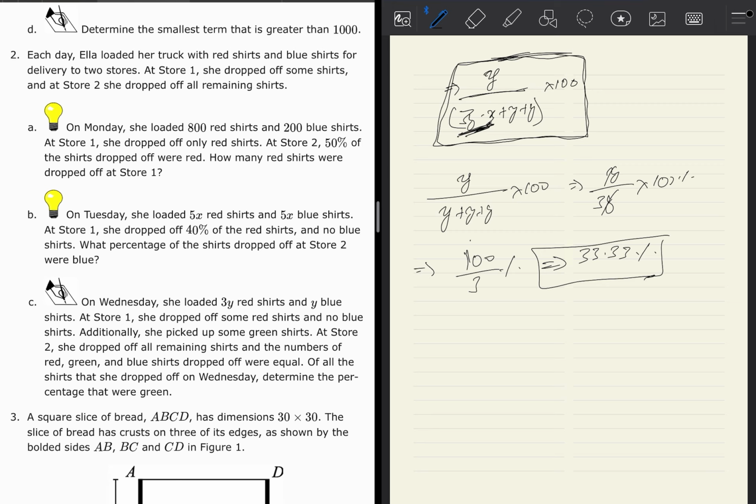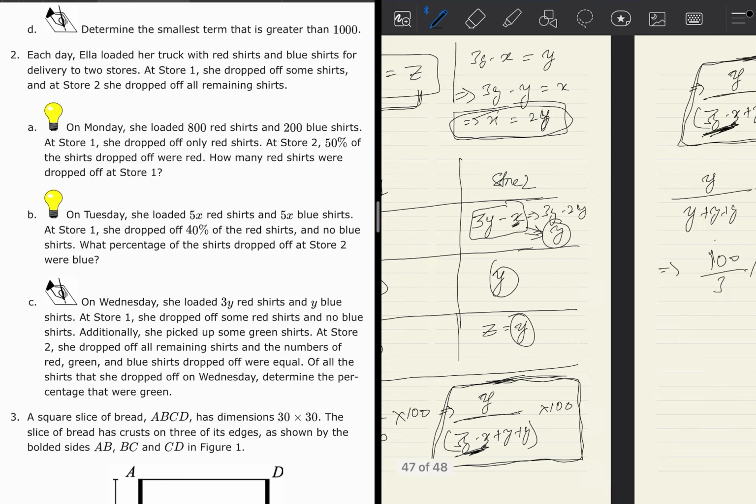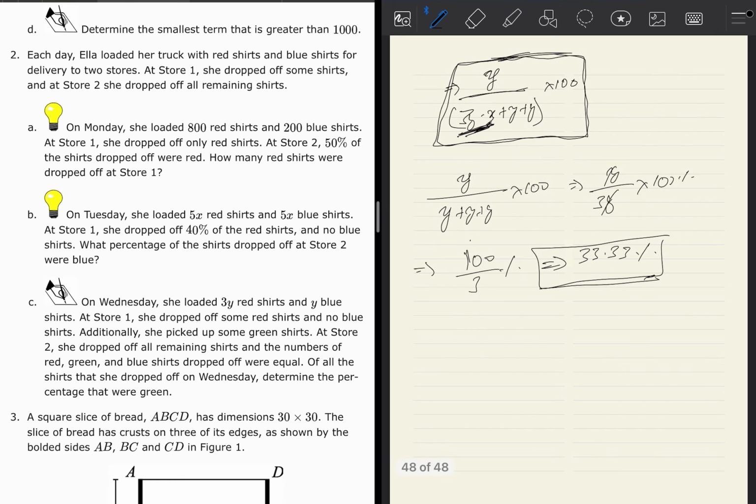So the answer to the question, of all the shirts dropped off on Wednesday, determine the percentage that were green: all of these three are equal, so green is also equal to Y. So the percentage of shirts that are green is nothing but 33.33%. So that's the answer for the third question.